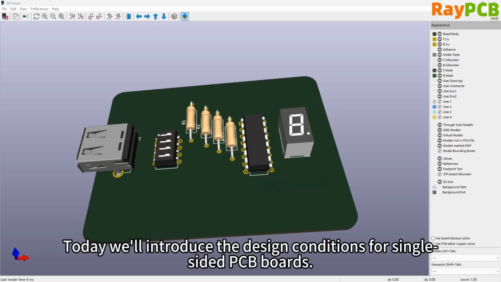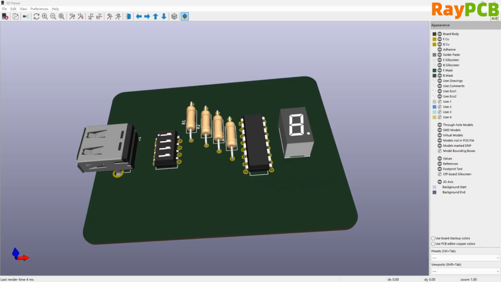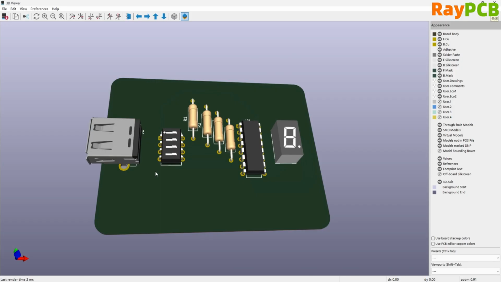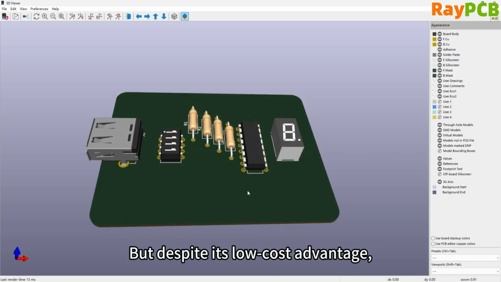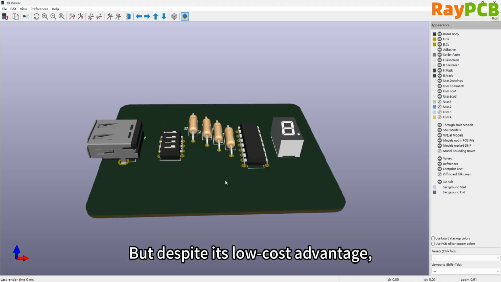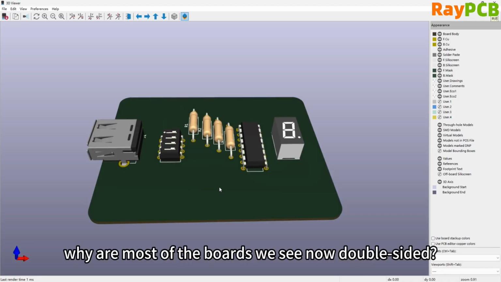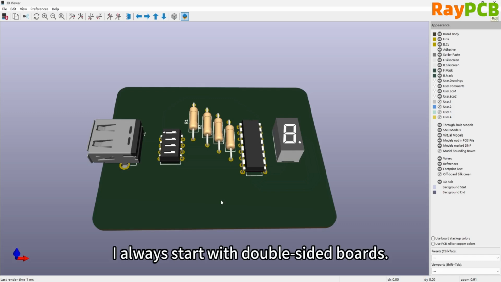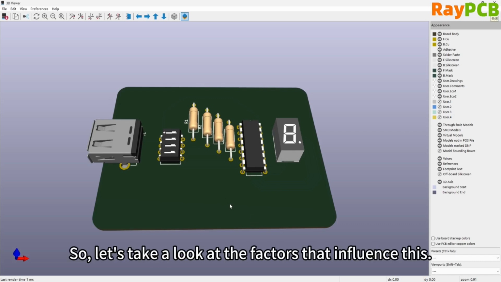Today we will introduce the design requirements for single-sided PCBs. In the last episode we talked about several advantages of single-sided boards, but the main advantage is still the low cost. But even though we have the advantage of lower cost, most of the boards we see nowadays are still double-sided. Even for me, when I actually design circuit boards, I rarely make single-sided boards. I usually start with double-sided ones. So let's take a look at what other factors are involved.